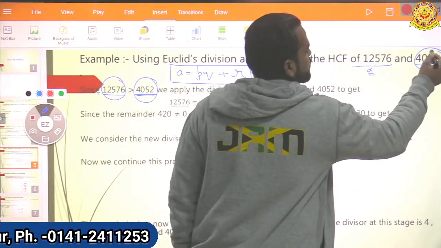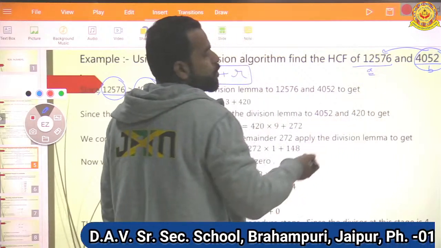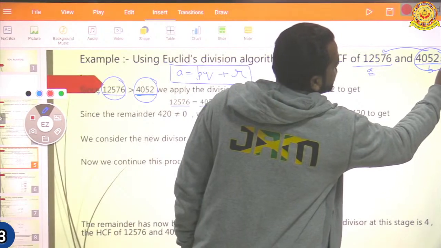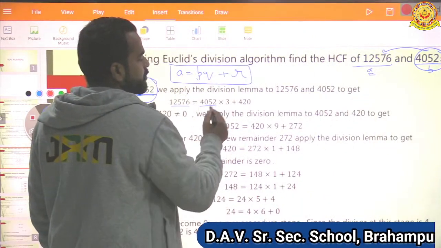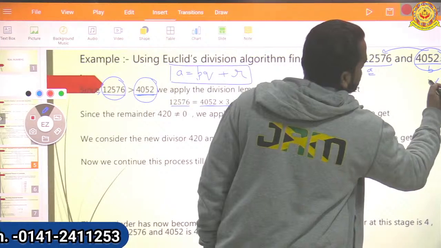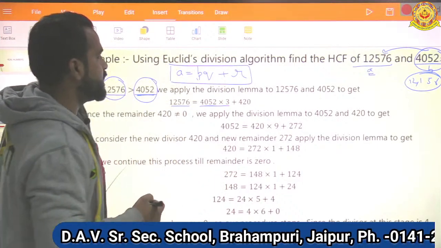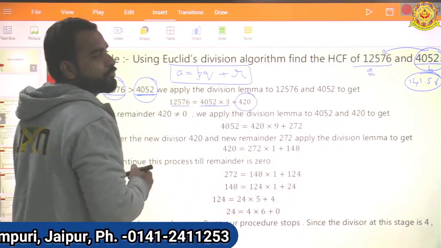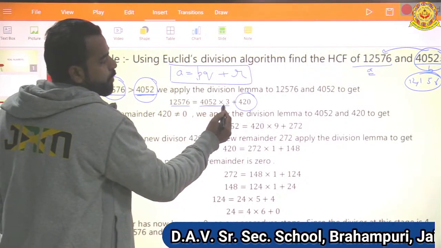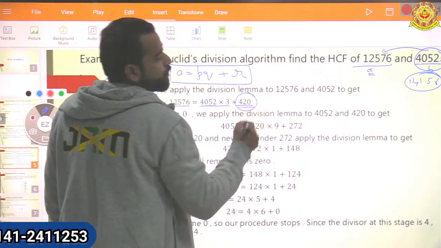This is not completely divisible. If you divide it, look at this, it is more than 3 times, not 4, since 4 fours are 16. So if we multiply this number 3 times, it will come to 12,156. That means 420 will be left, which is the remainder, right? So this is 4,052 multiplied by the quotient, which is 3, plus the remainder, which is 420.